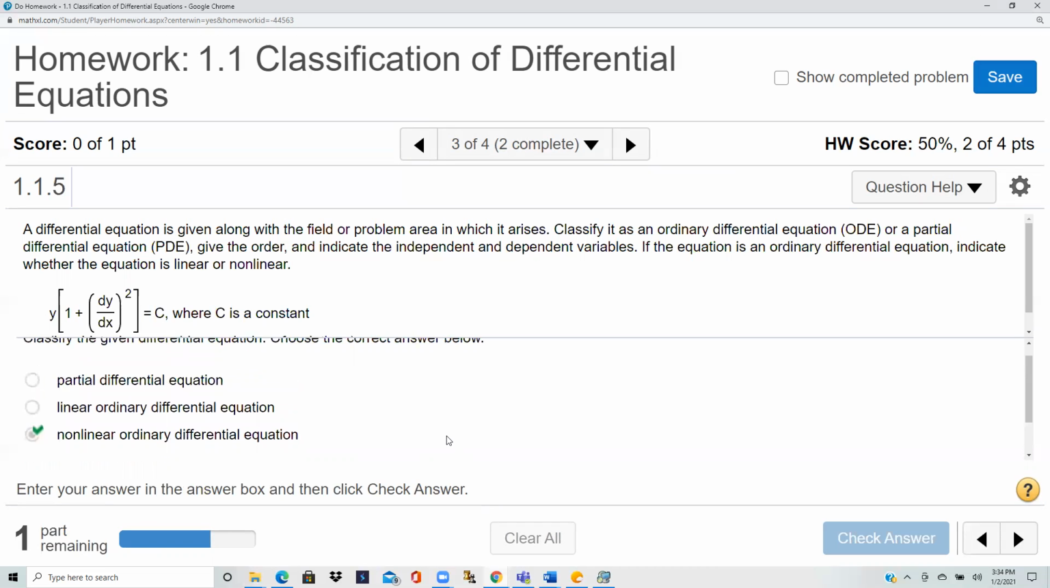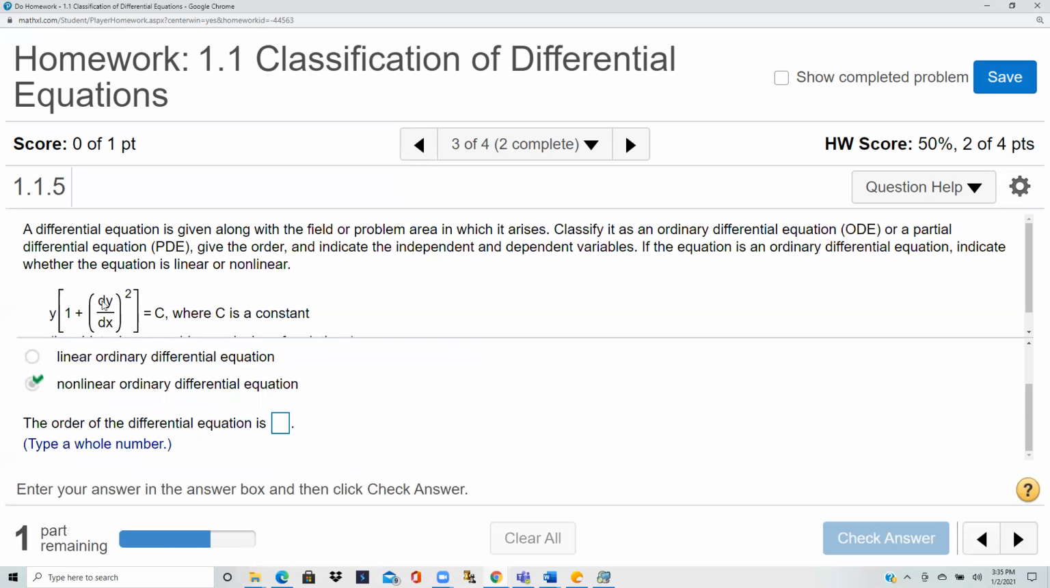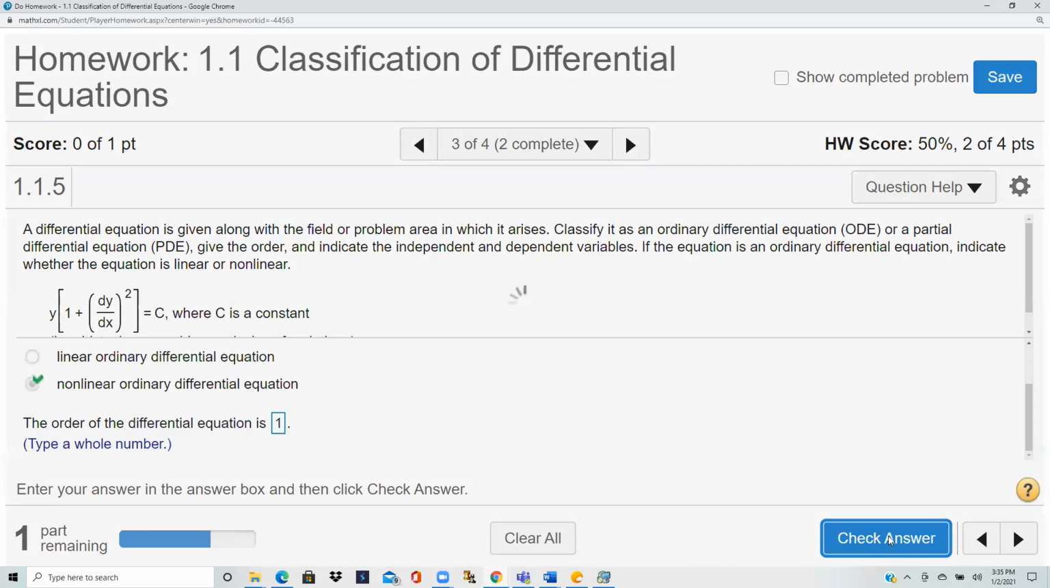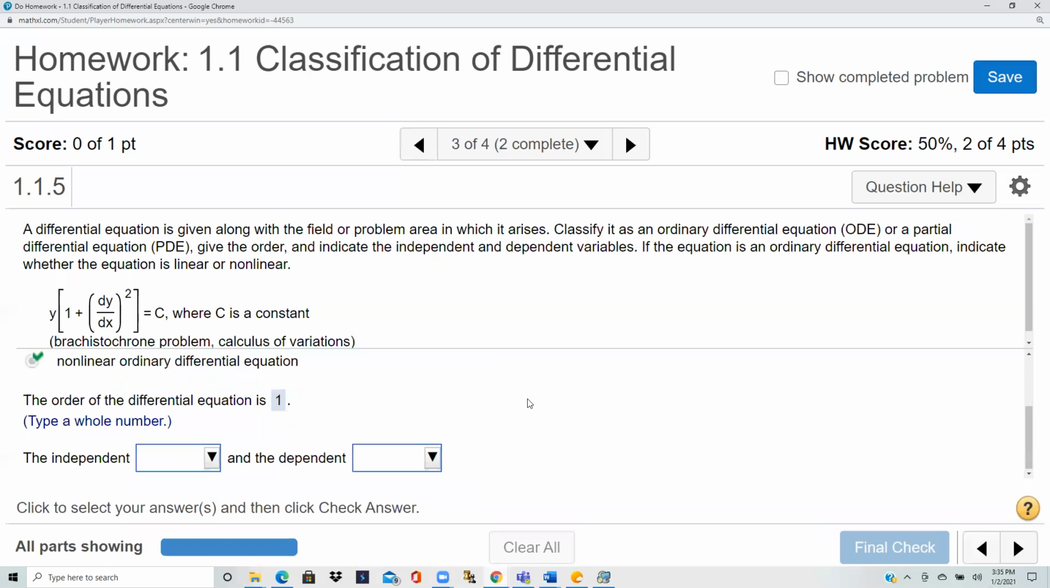The order is 1 because the highest derivative is the first derivative. So the order is 1 in this case. And the independent variable is x, the dependent is y.